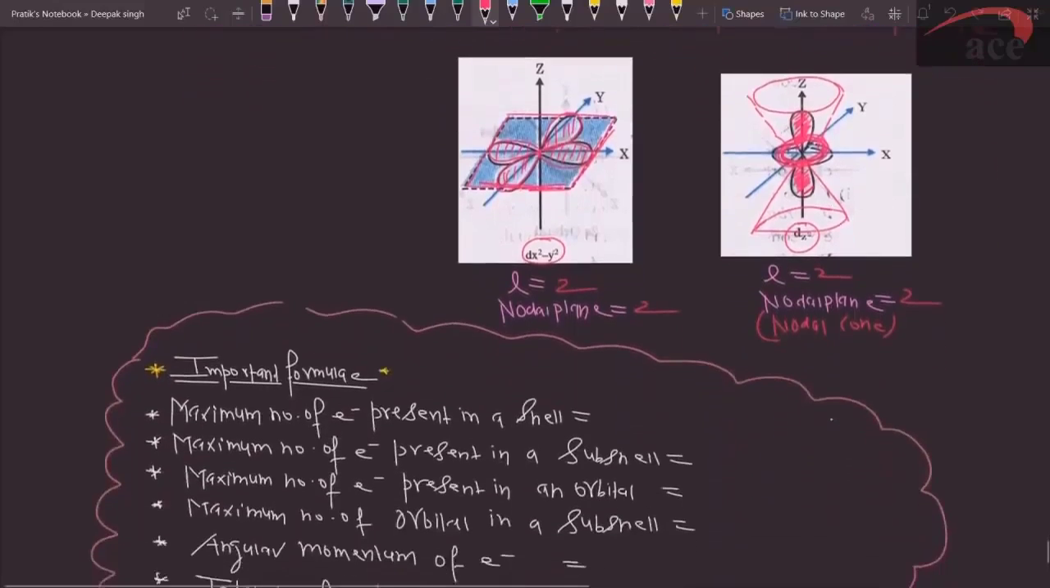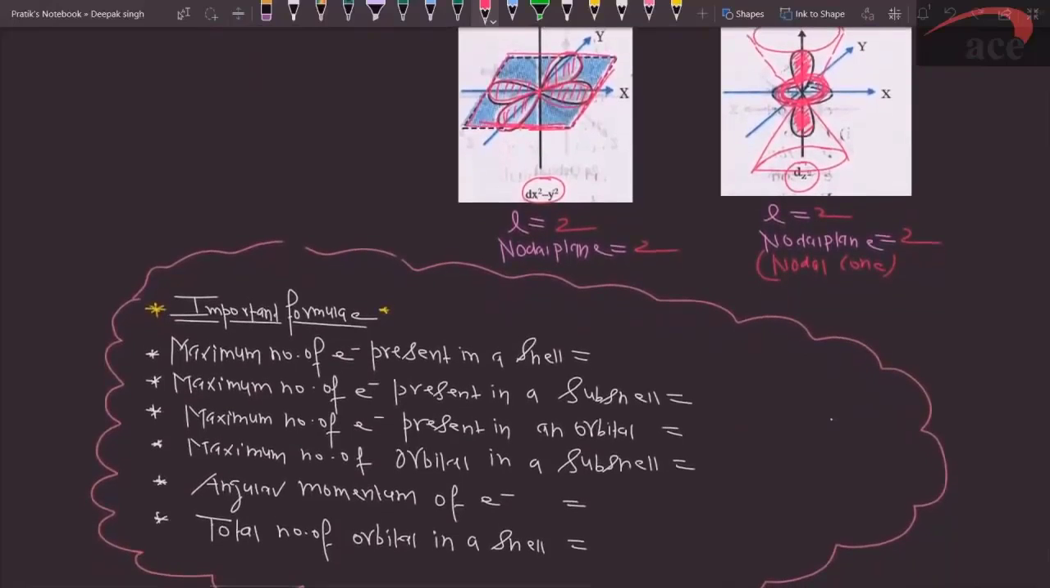These are the list of some formulas, students, that we have to remember. On the basis of this, we have to solve our MCQ. The very first, if you will see, maximum number of electrons present in a shell. So the formula is 2n², where n is called the principal quantum number.